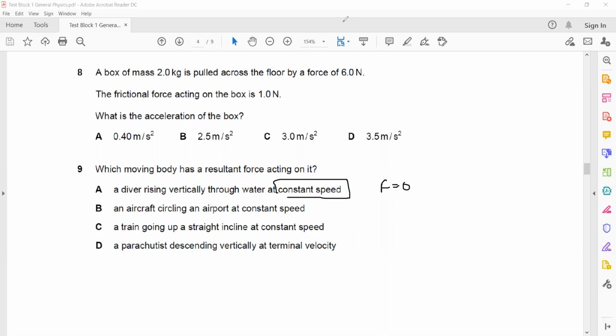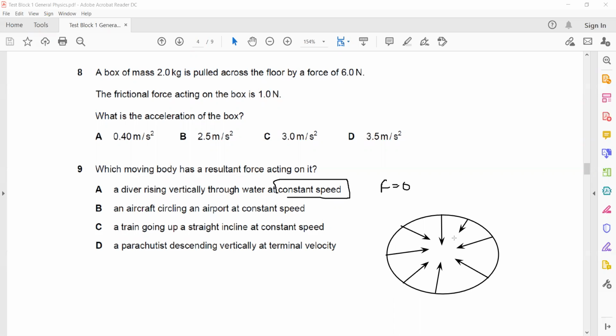So whenever an object is moving in a circular path, there is always a force. And what is that force? The force is always directed towards the center. Whenever an object moves in a circular path, there is always a force toward the center, because when it is circling, it means the direction is changing. So whenever direction changes, there should be a resultant force.